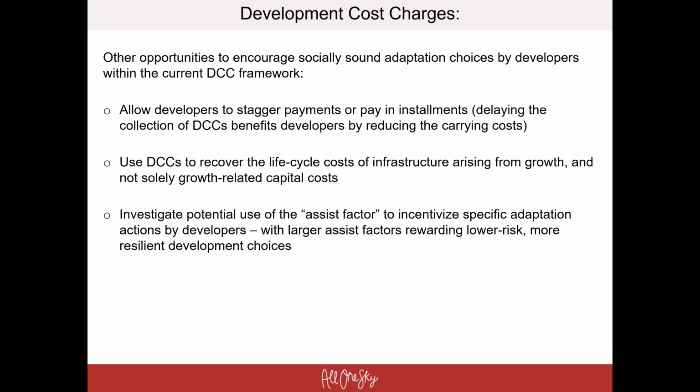And also there were some suggestions: could the assist factor, representing the local government's contribution to the new development capital costs, in some way be utilized to promote adaptation by the developer, by increasing the assist factor in cases where the developer was implementing measures that resulted in a lower risk development?